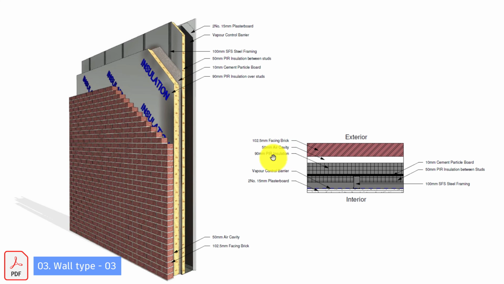We have an air cavity of 50. We then have 90 mil insulation on the outer side of our structure. Then a 10 mil cement particle board. Our main structure is 100 mm steel framing, and there's 50 mm insulation between the studs. Then there's a vapor control barrier and two 15 mm plasterboard on the inner face.